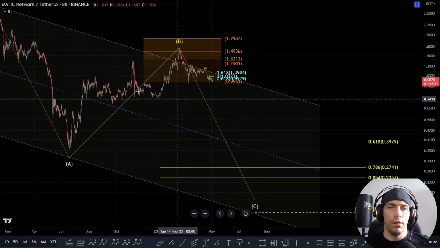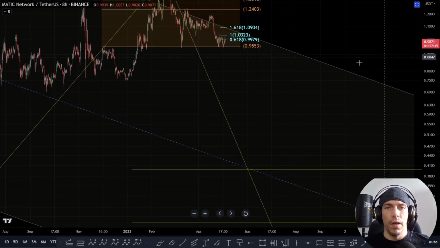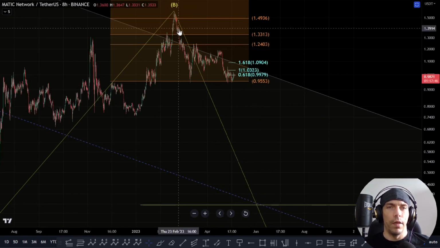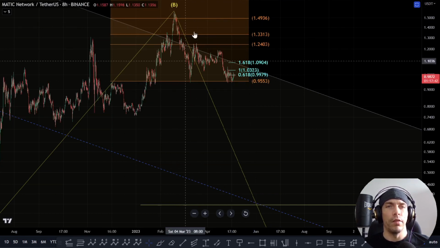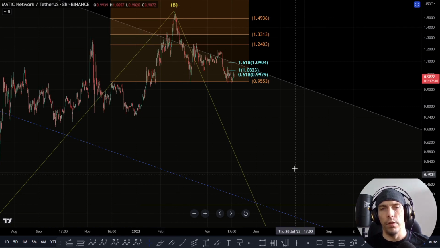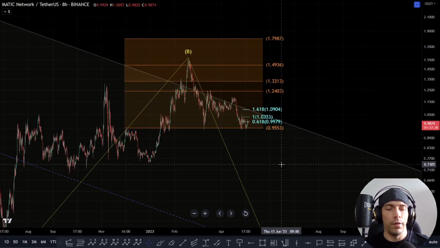But obviously, we need to take this one step at a time. There is still potential here that this could find support here and actually take this high, in which case that would invalidate this potential of the C wave that we are currently looking at.